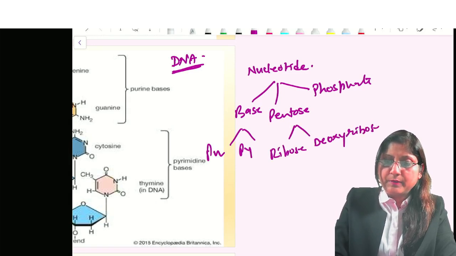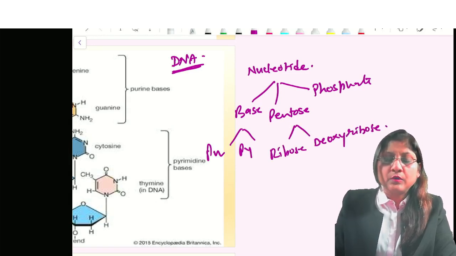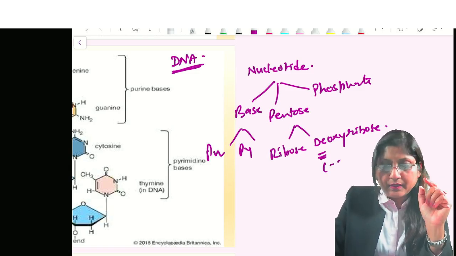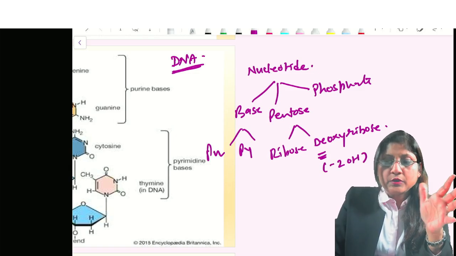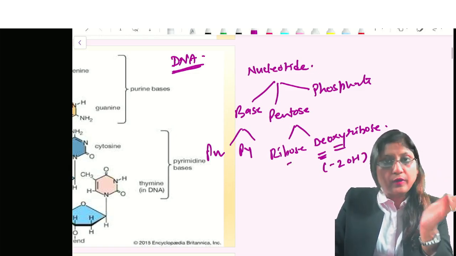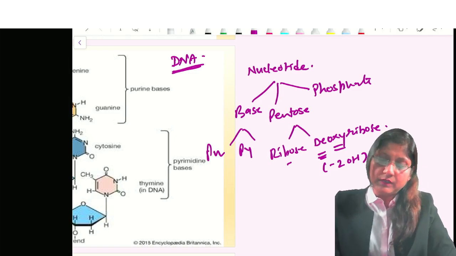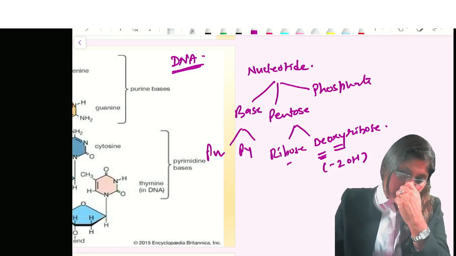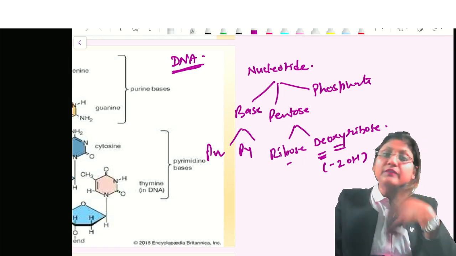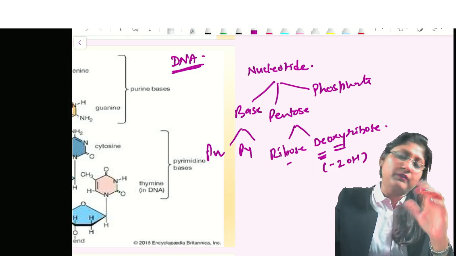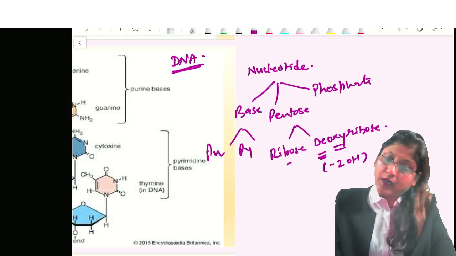The difference between ribose and deoxyribose is that oxygen is absent. The second carbon hydroxyl oxygen is absent. So in deoxyribose, you do not have the second hydroxyl, and in ribose, you have the second hydroxyl. That is the only difference. If the pentose is deoxyribose, the nucleotide will be a deoxyribonucleotide. And if the pentose is ribose, the nucleotide is going to be a ribonucleotide, which will be the composition of RNA.